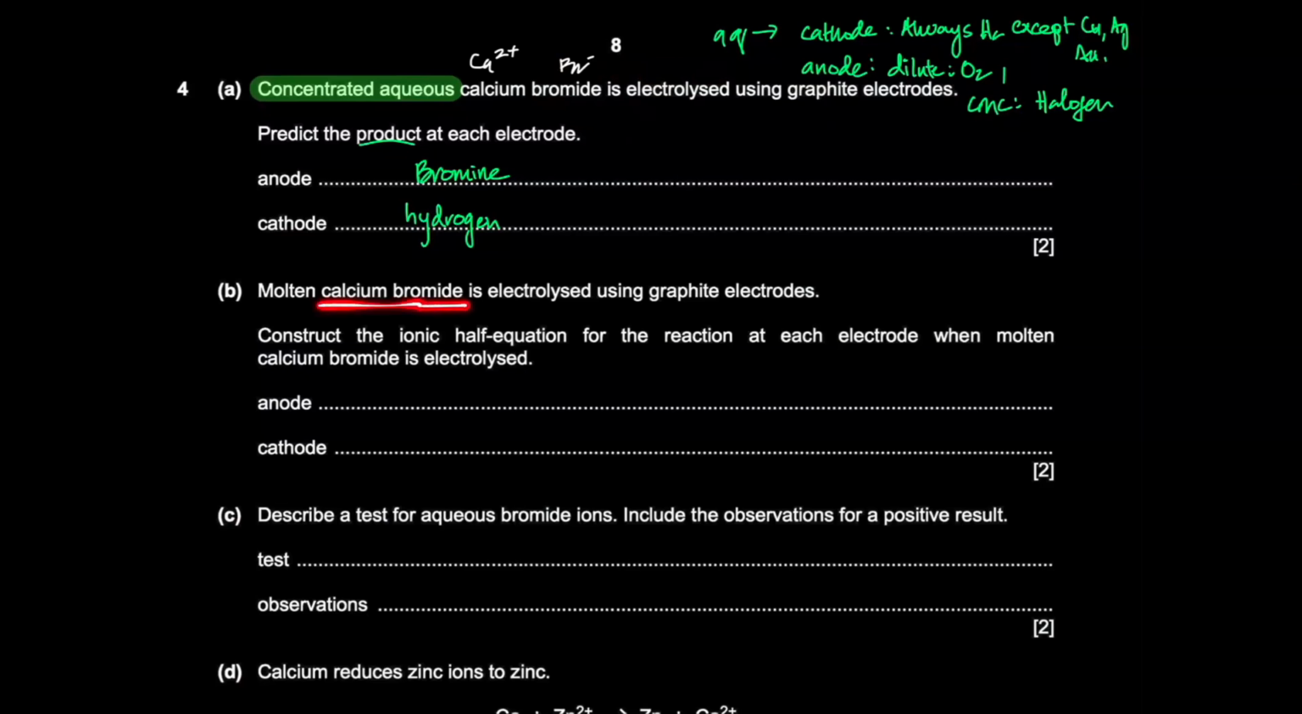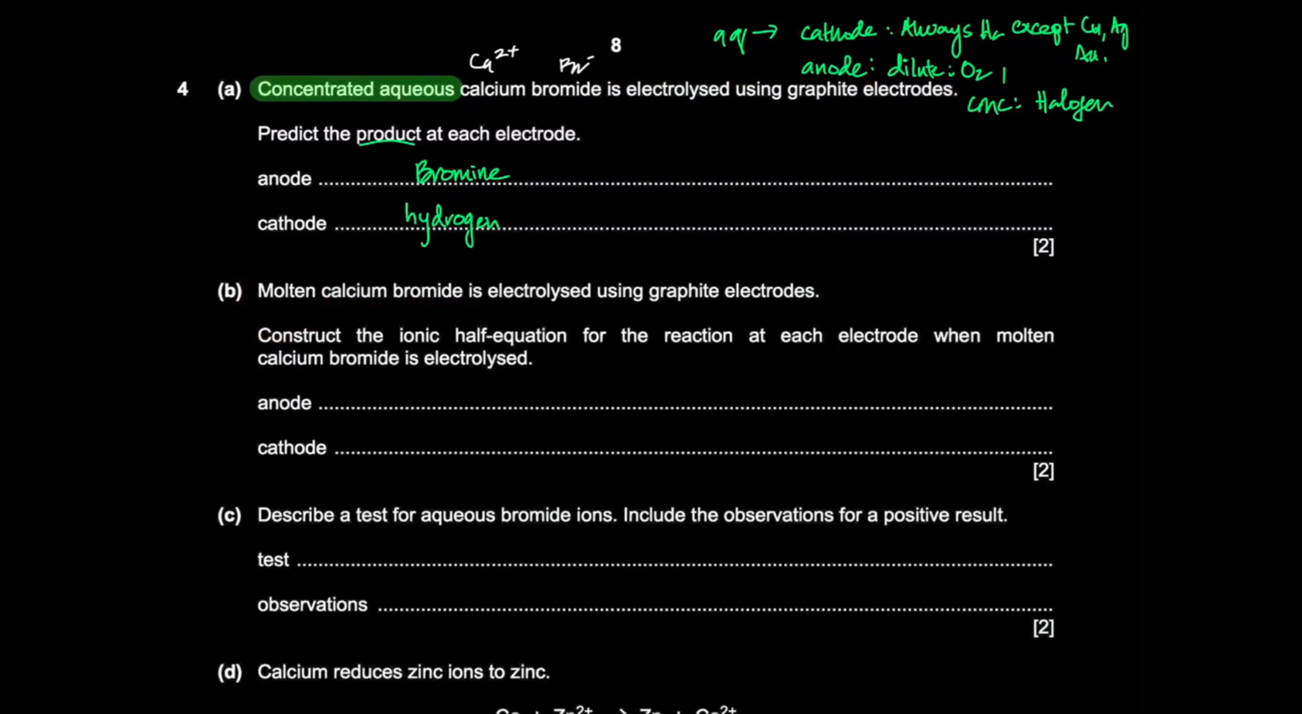Molten calcium bromide, molten just means liquid. There's no water, there's no H plus or OH minus. So in aqueous solution, if it's a dilute solution, it's always going to be oxygen. Hydroxide will give you oxygen. And in concentrated solution, it's always going to be the halogen. Nitrate and sulfate never discharge at the anode.